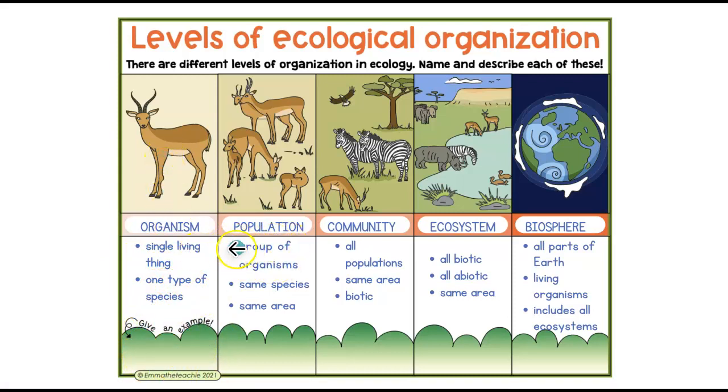A population is a group of organisms of the same species in the same area, and also are there at the same time. And then we go on to community. Community is all populations in the same area, and it includes biotic factors. They are biotic, is what I'm trying to say. Then it goes to ecosystem, which is all biotic and all abiotic in the same area, working together. Then finally, the biosphere is all parts of the earth, living organisms, and it includes all ecosystems.